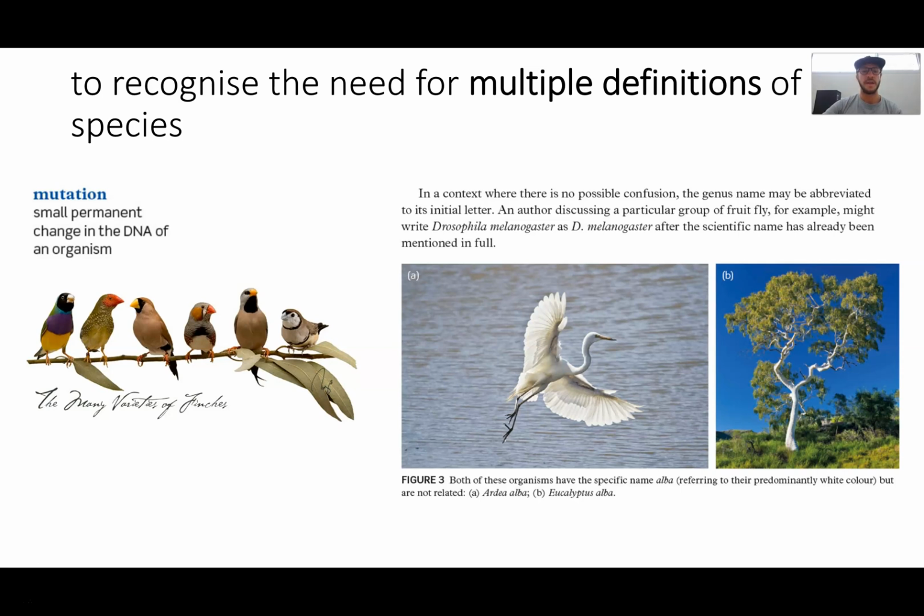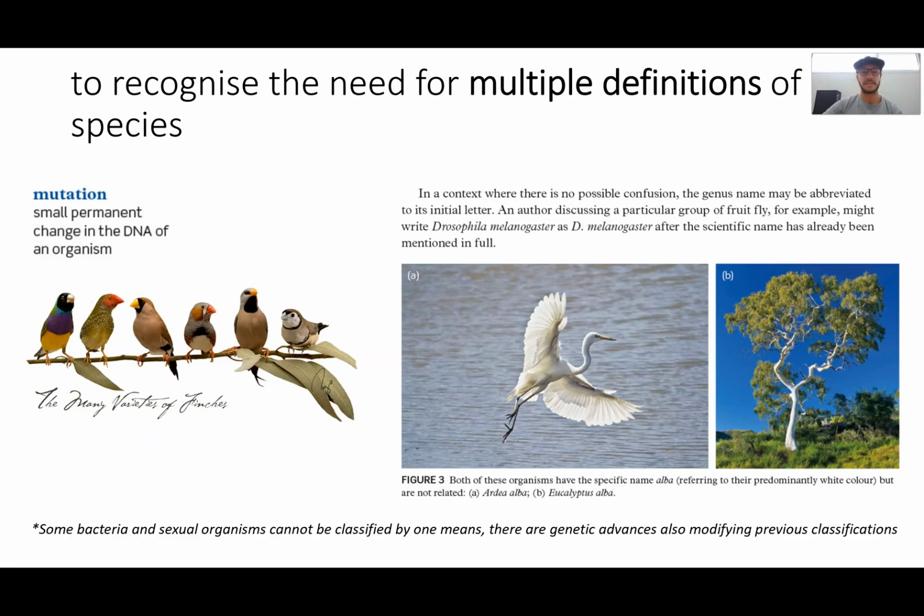But anyway, so these features can vary, mutate over time. This is an example of microevolution where Darwin did a lot of his work around. And so if we base our definition and our species name on a physical feature, it's possible that it could change. So it's helpful to have different ways in which we classify species. And also, thirdly, some bacteria and sexual organisms just cannot be classified by one means. And there are also genetic advances changing the way in which we have previously classified organisms. Remember, sexual refers to when there were two parents needed to pass on genetic coding for the offspring.